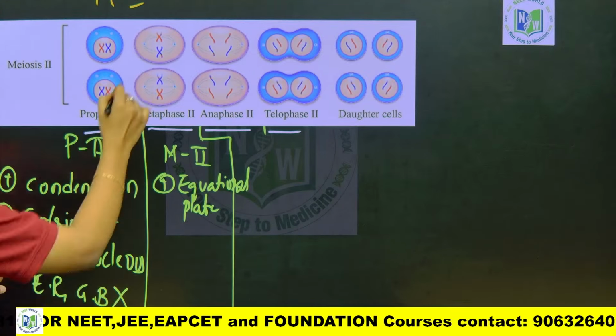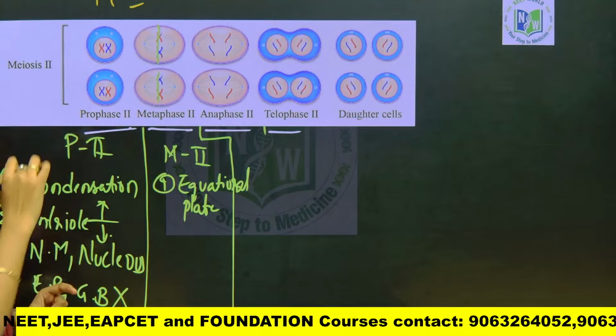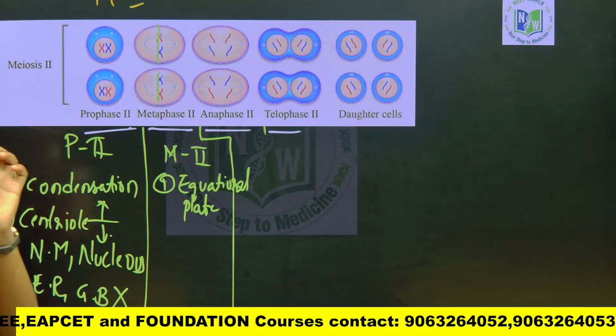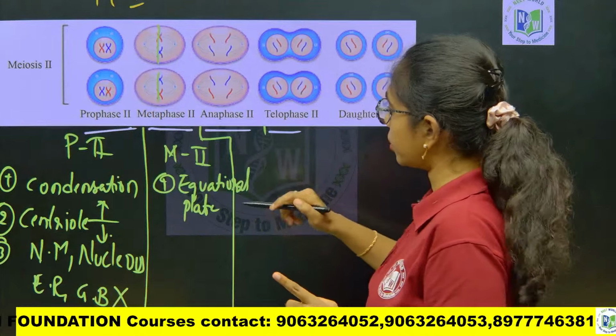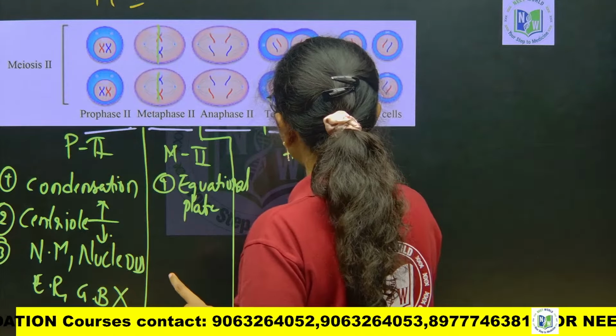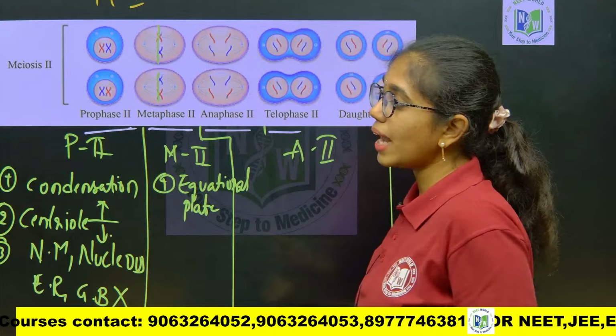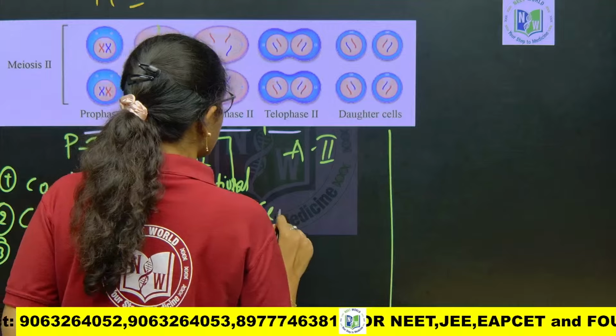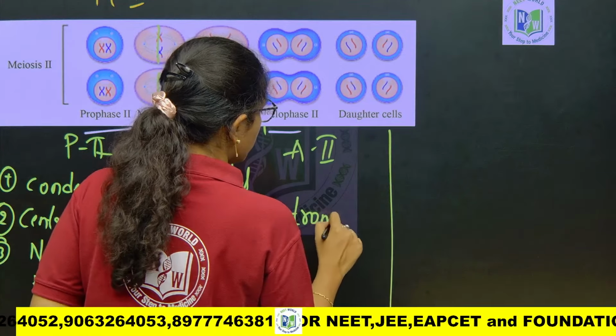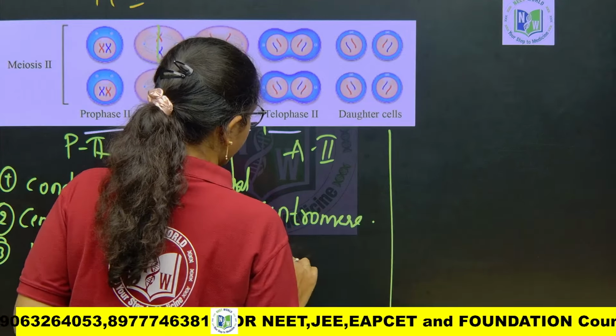Clear? So here you can see that equatorial plate. Spindle fibers will extend from the asters to attach to the kinetochores. In anaphase 2, centromere splitting will happen, same as in mitosis. Centromere splitting happens.